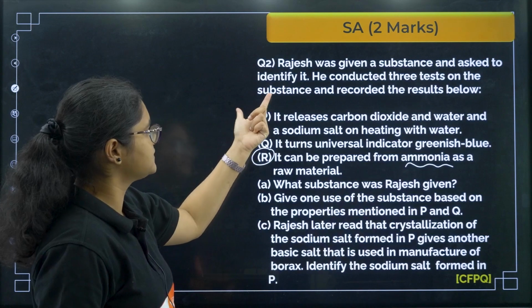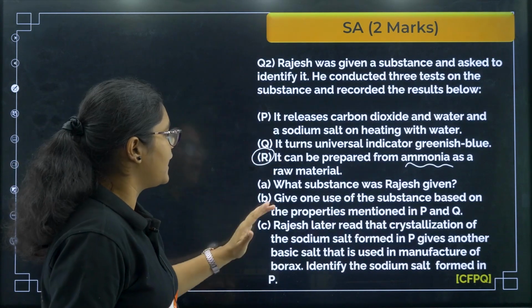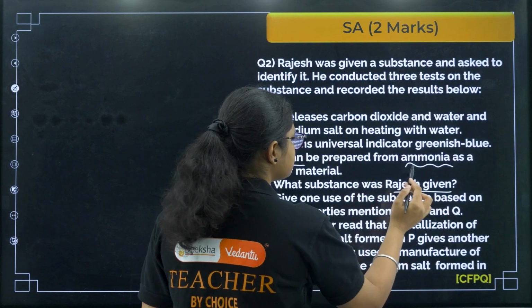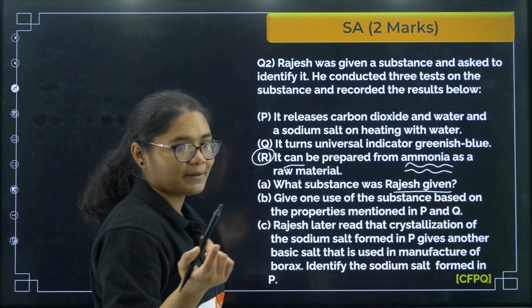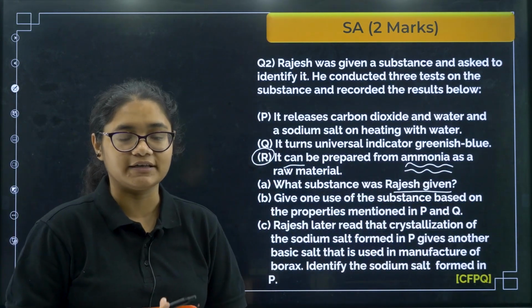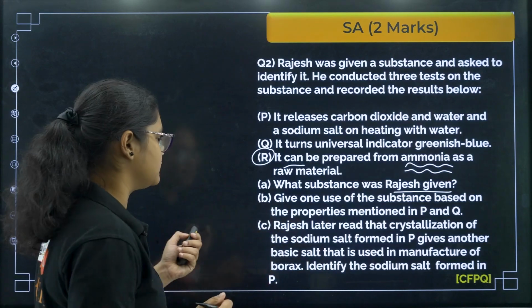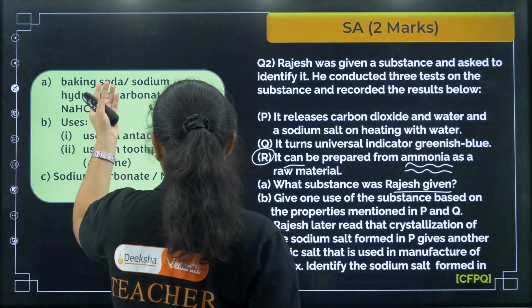Rajesh was given a substance and was asked to identify it. Okay, let us read. What substance was Rajesh given? Since ammonia was used to prepare it, then definitely it is nothing but your baking soda, that is NaHCO3. The first one is NaHCO3, right?